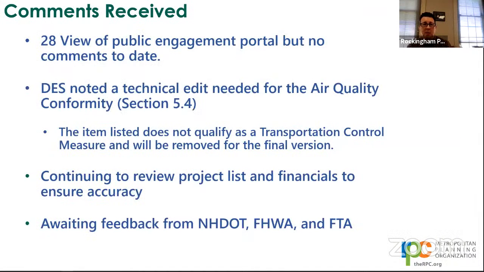So we've had a comment period open now for a couple weeks, close to 3 weeks now. We've had 28 views of our public engagement portal, but no comments made to date. I did get a note from Tim White on a technical adjustment that we need to make as part of the air quality conformity piece. We're continuing to review the project list and the financials to ensure that everything is listed accurately. It sounds like I've got some work to do with COAST on making sure that their projects are listed appropriately. And then, of course, we're waiting on feedback from NHDOT, Federal Highways, and FTA, who usually provide, to some degree, direct comments on our TIP.